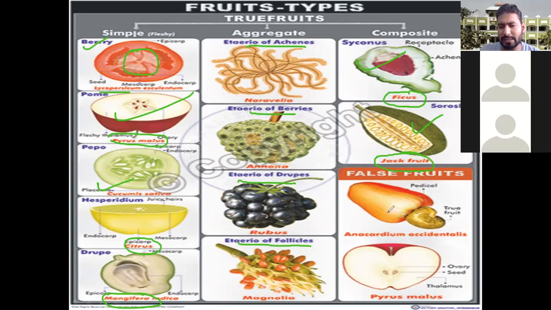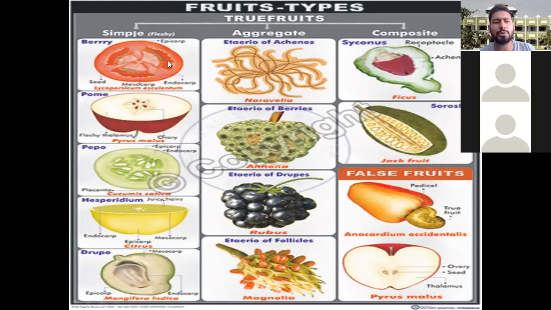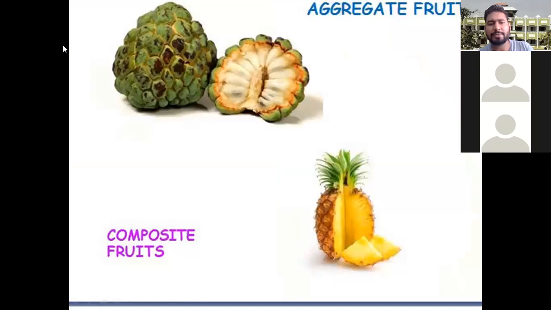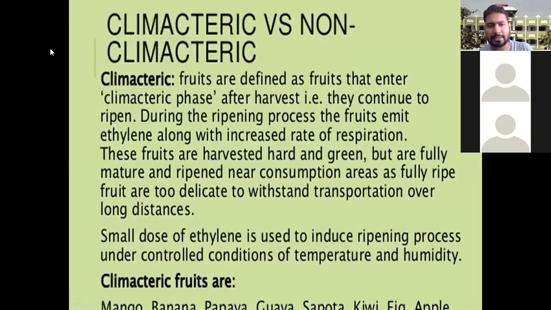False fruit, I told you already, is apple. Apple, Pyrus malus, is the false fruit, and Anacardium occidentale is also a false fruit. So this is the overall story about the fruit. They have also given some edible parts. Lady finger and tomato are simple fruits. Aggregate fruit, I told you already, means etaerio of drupes, berries, achenes, like that.